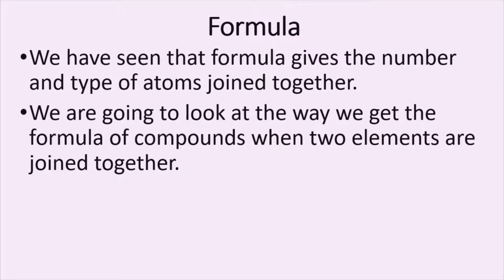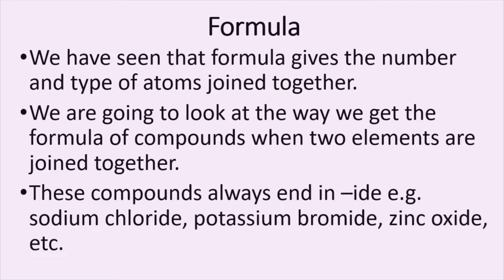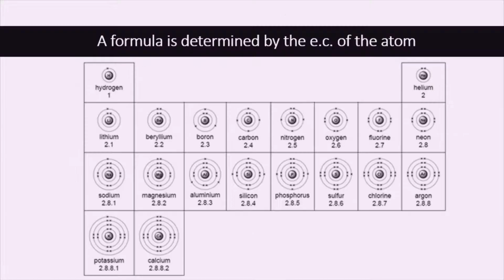We're going to look at the way these form for relatively simple compounds where two elements are joined. Remember that when we join two elements, sodium joins to chlorine to make sodium chloride, and potassium joins to bromine to make potassium bromide. We're going to look at what we call the IDE compounds, where two elements have joined and the compound ends in IDE. Now, the formula of a compound is determined by the way the atoms behave.